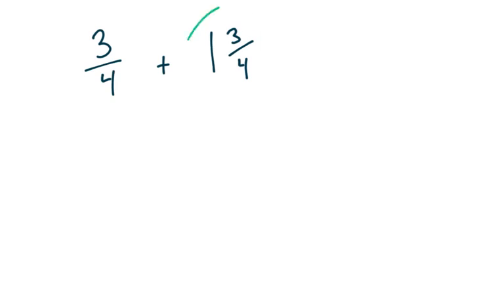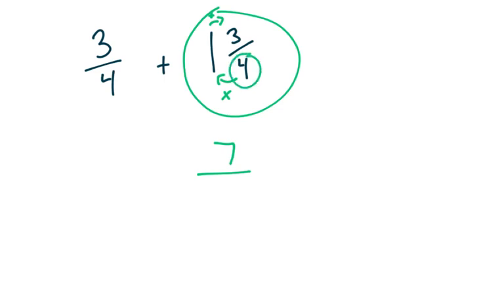So I want to convert this mixed number to be an improper fraction. To do that, I always go around the world. I draw my little arrows. I multiply 4 times 1, and I add what's on top. So 4 times 1 is 4, plus 3 is 7. So 1 3/4 is the same thing as 7 over, keep the number on the bottom, 4. So 1 3/4 is the same thing as 7/4.